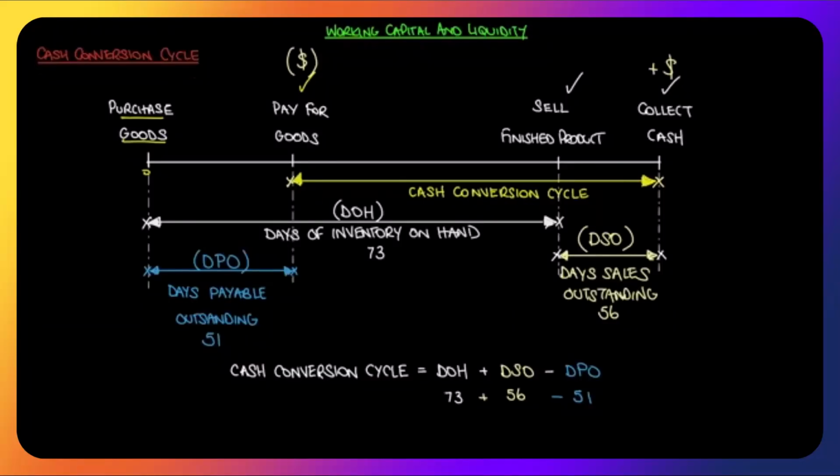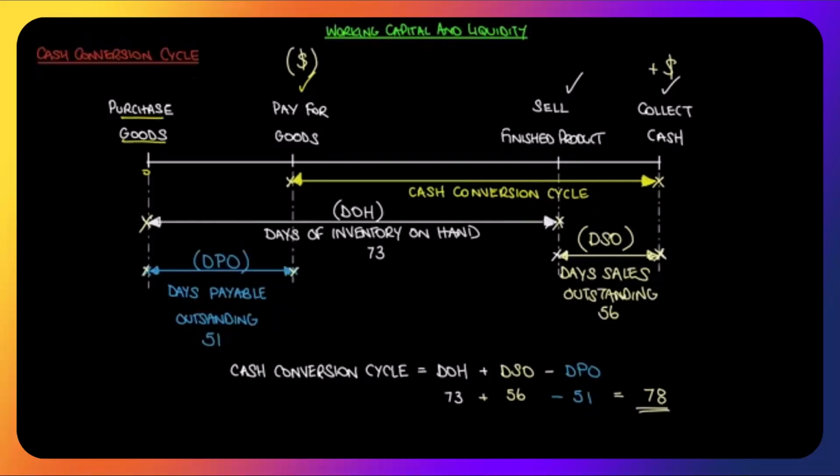You can calculate it by adding together the days of inventory on hand, that'll take us from here to here, plus the days of sales outstanding, that's the whole length of the timeline, less the time you take to pay your suppliers. Hence, DOH, the days of inventory on hand, plus your days of sales outstanding, less the days of payables outstanding. Now, in my simple example, 73 add 56 minus 51, that would give you 78. 78 days between paying your suppliers and collecting cash.